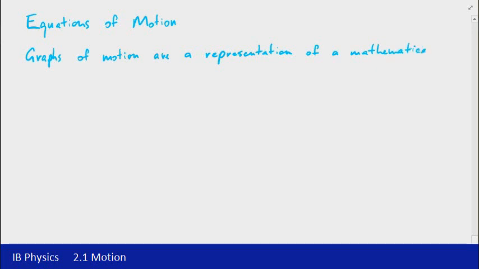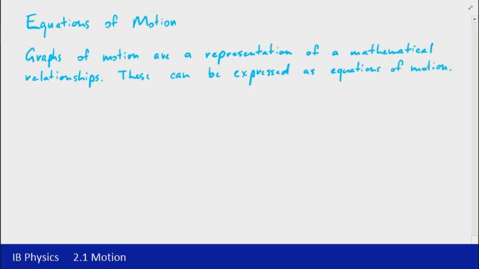And so what we can do with those mathematical relationships is to express them in an equation. So what we'll do in this video is actually derive those equations and give you a bit of a sense of where they come from. Having said that, the derivations that we'll go through here are not essential for you to be able to reproduce. They're just to show you that these equations actually are linked.